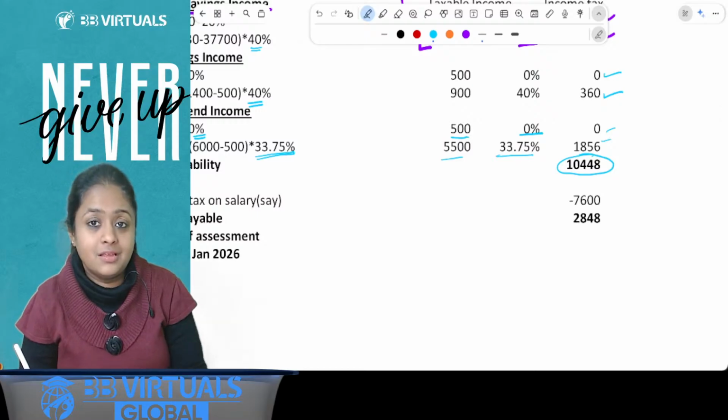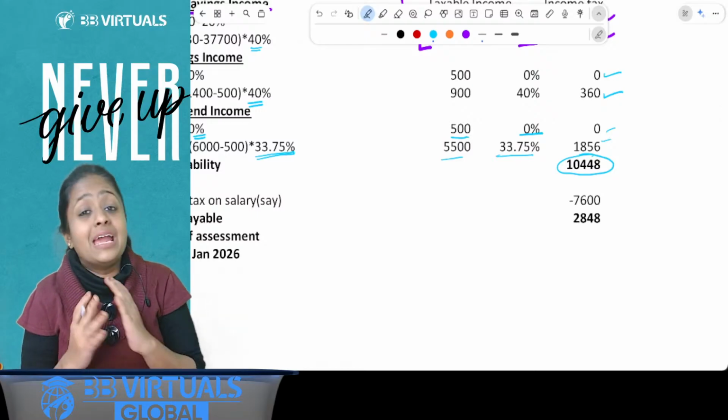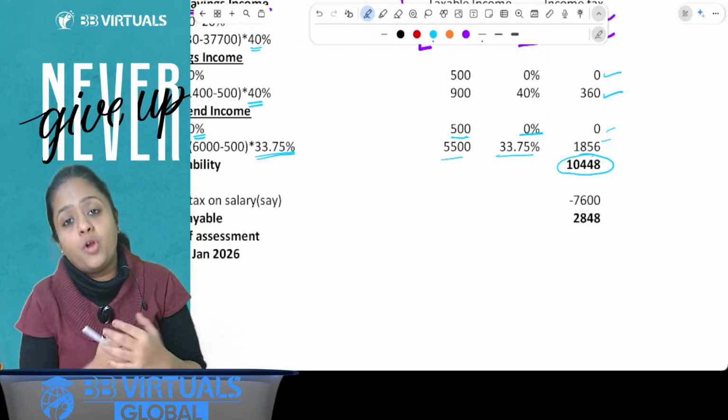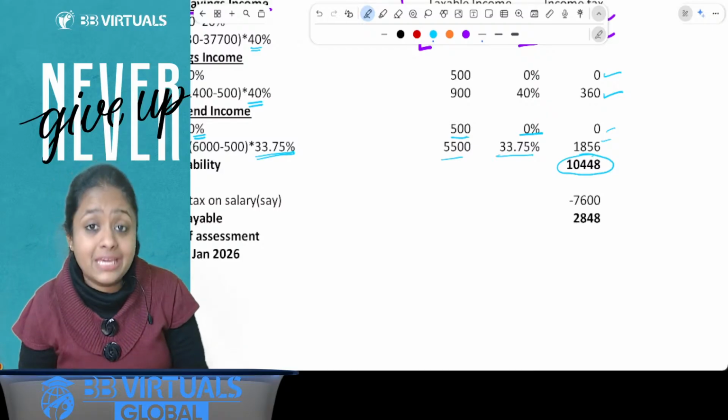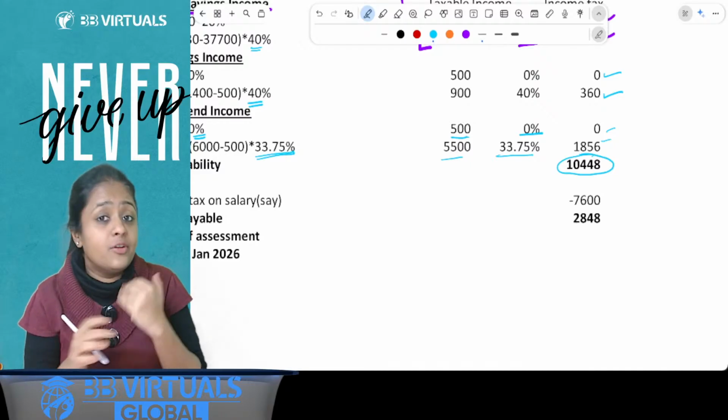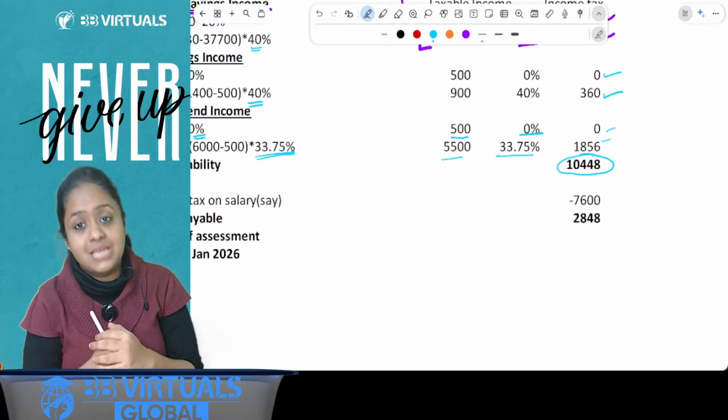10,448. But like I told you in yesterday's lecture, just like TDS on employment income in India, in the UK we have Pay As You Earn. I will tell you more details about it when we go to that chapter.